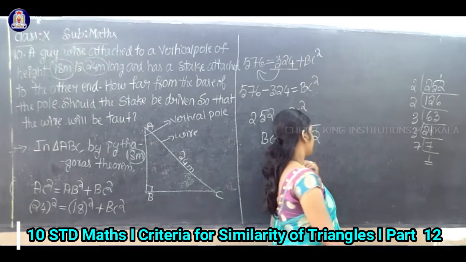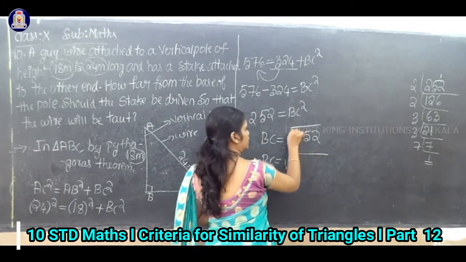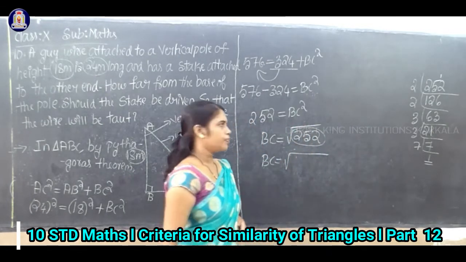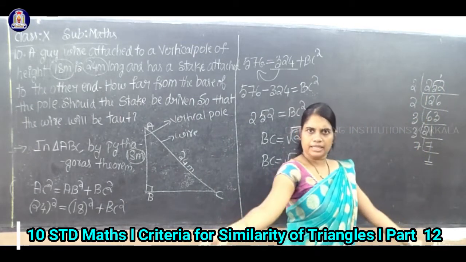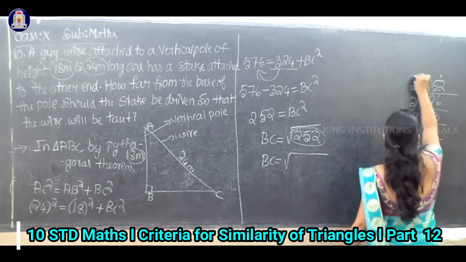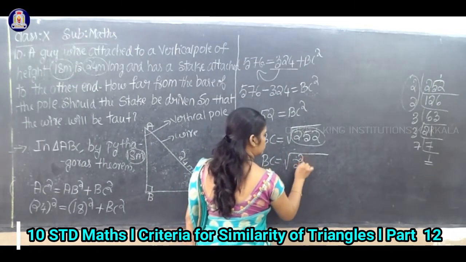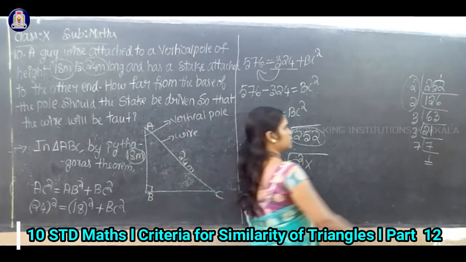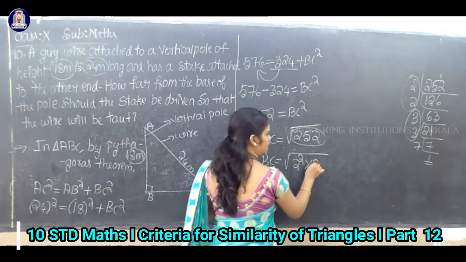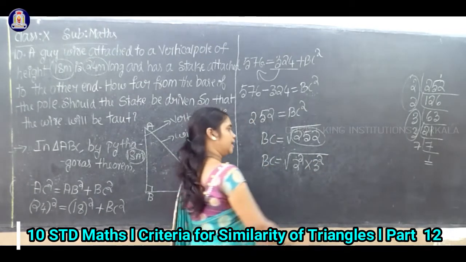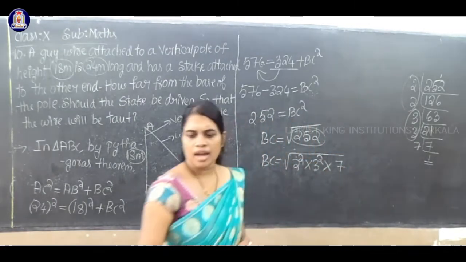Now BC is equal to the square root of, in the place of 252, see 252 is divided into these terms, isn't it? It is split. Here 2 is repeated how many times? 2 times. So can I write 2 square? Yes. Next 3 repeated how many times? 2 times. So can I write 3 square? Yes. Into 7 as it is.